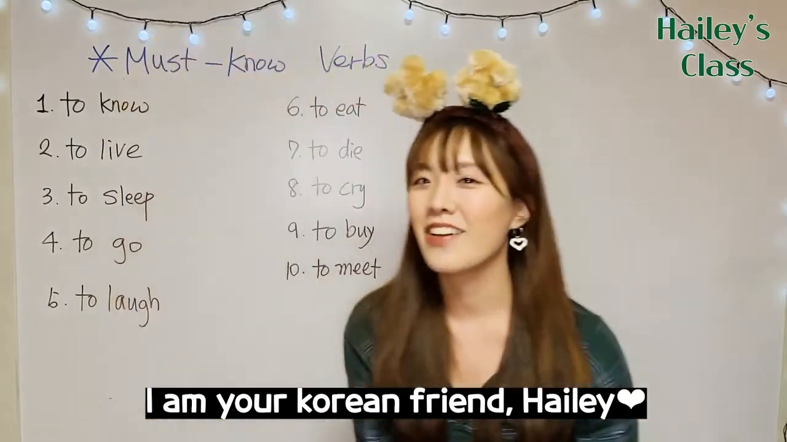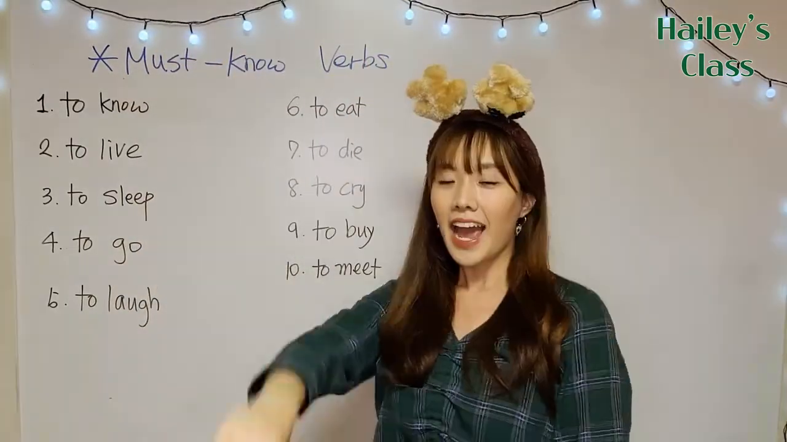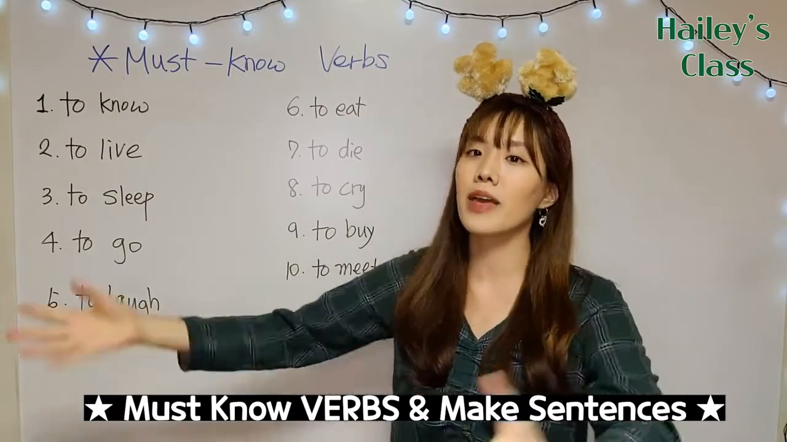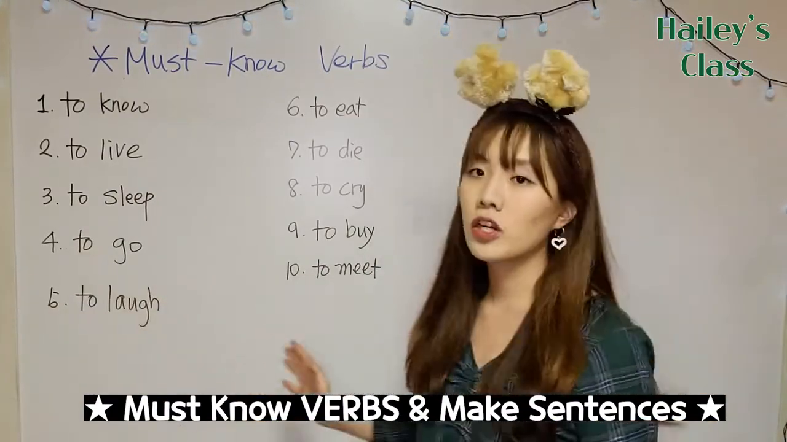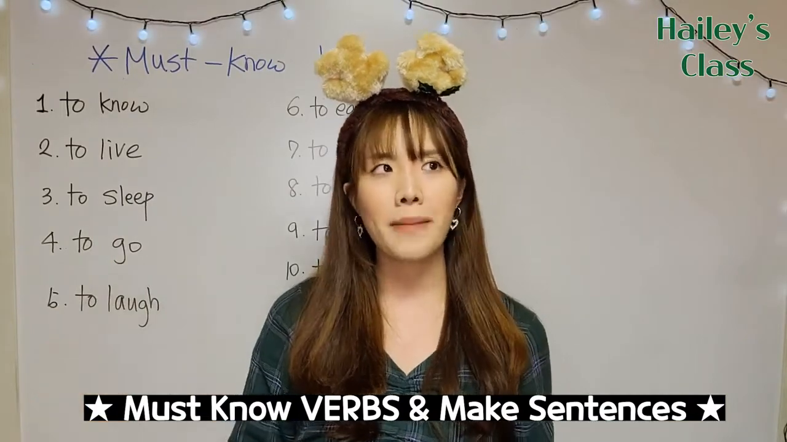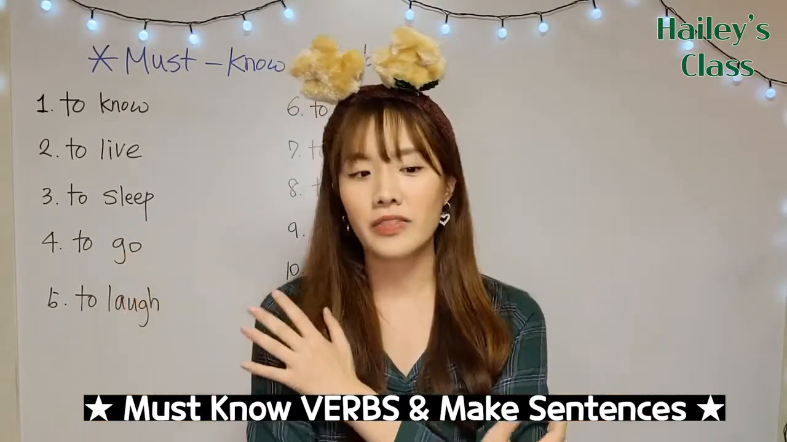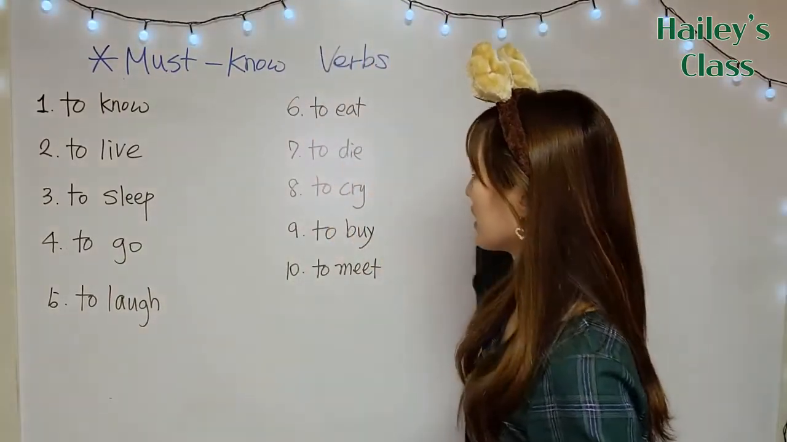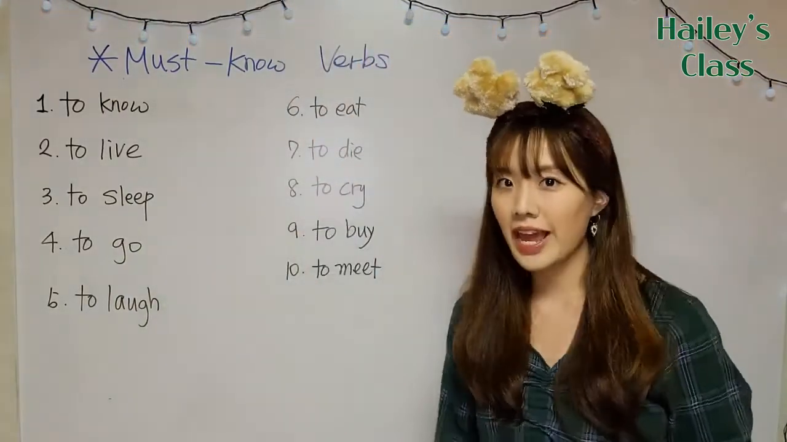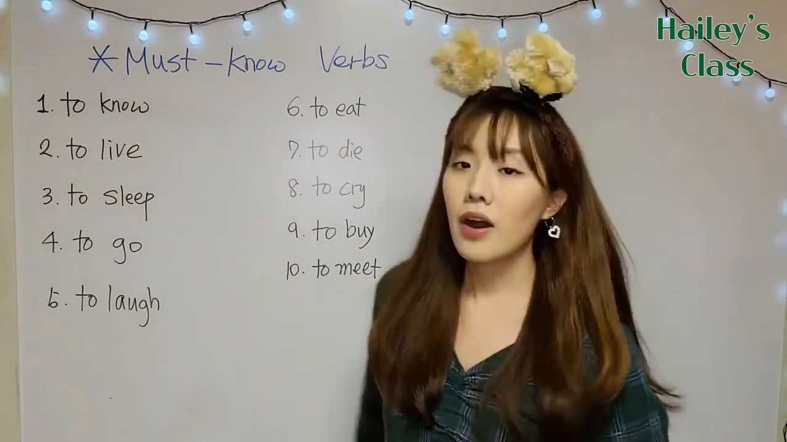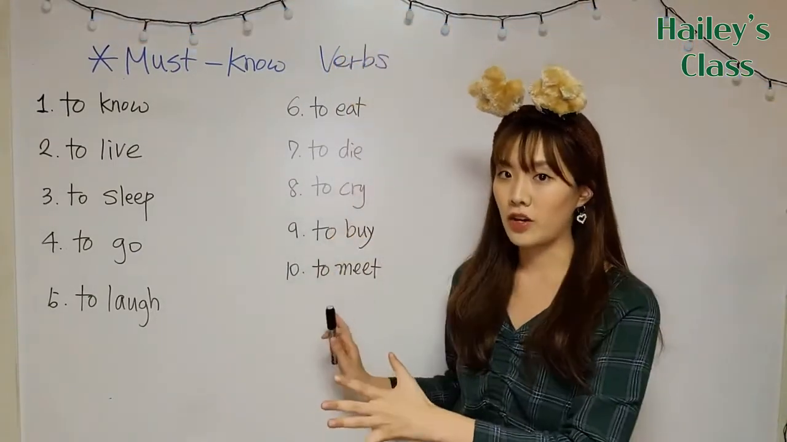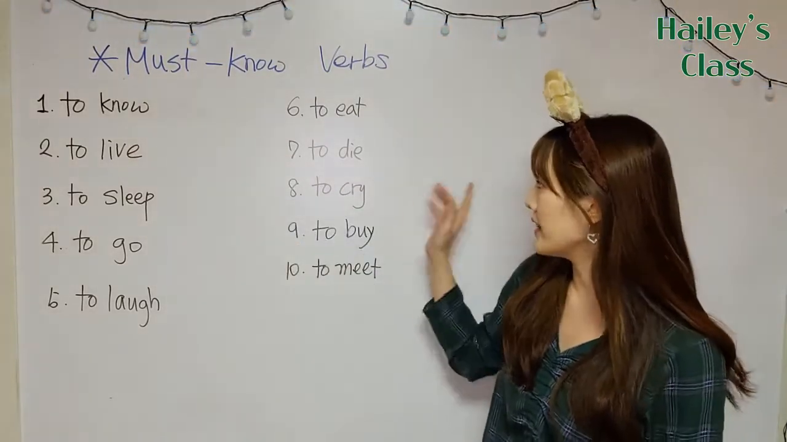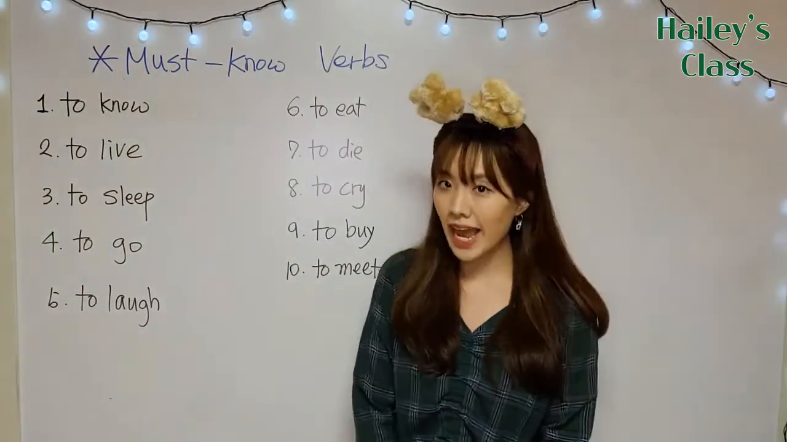So, this time, we're going to learn must-know verbs and then make sentences, okay? Let's learn verbs and then make the sentences later. After you learn these verbs, you can make a lot of sentences, okay? So, let's do this. There are 10 verbs first, and let's learn them in Korean. The 10 verbs are: to know, to live, to sleep, go, laugh, eat, die, cry, buy, need.